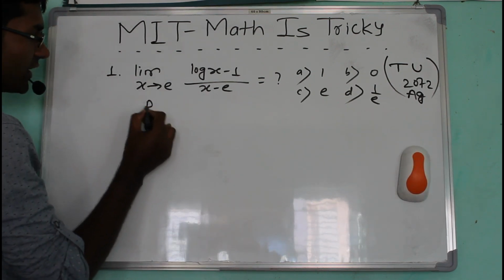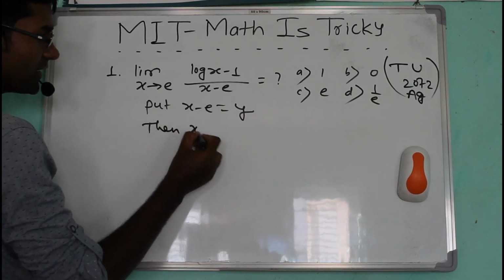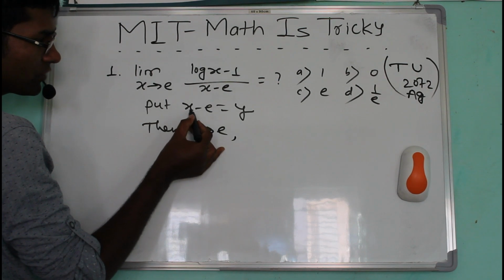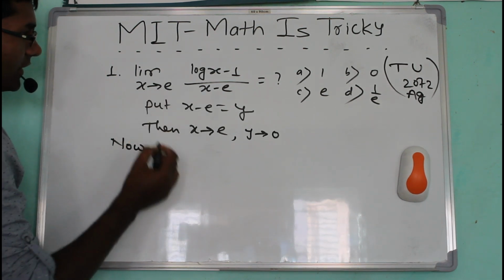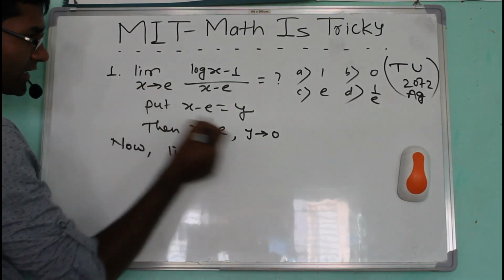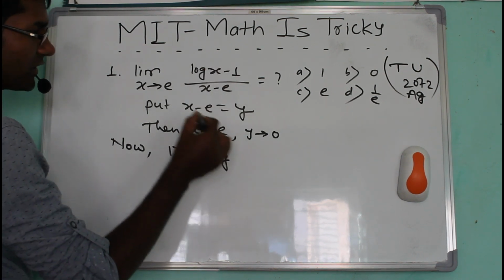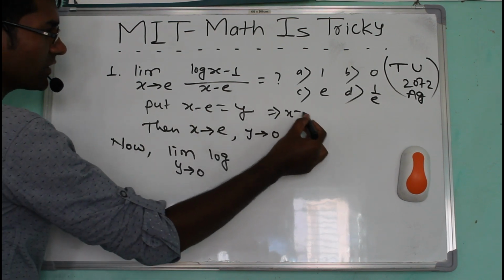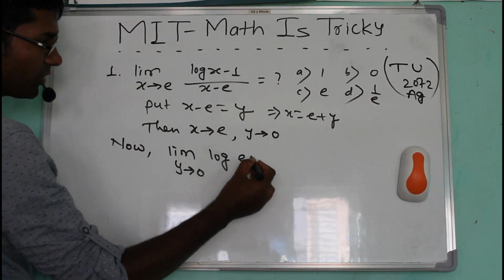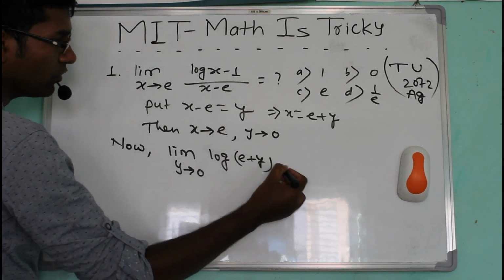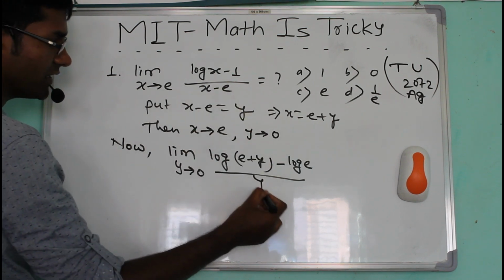Put x minus e equals y. Then x tends to e means y tends to 0. Now we can write limit y tends to 0, and log x means x equals e plus y, so log x is log of (e plus y). Also we know 1 means log e, so the whole is divided by x minus e, which is y.